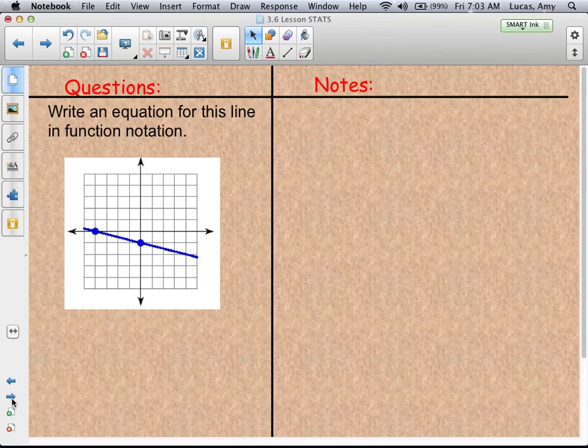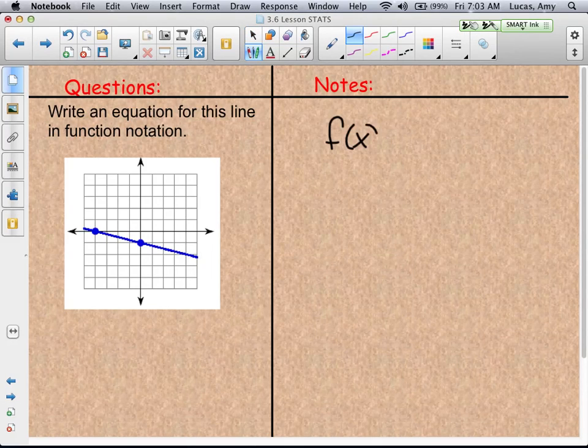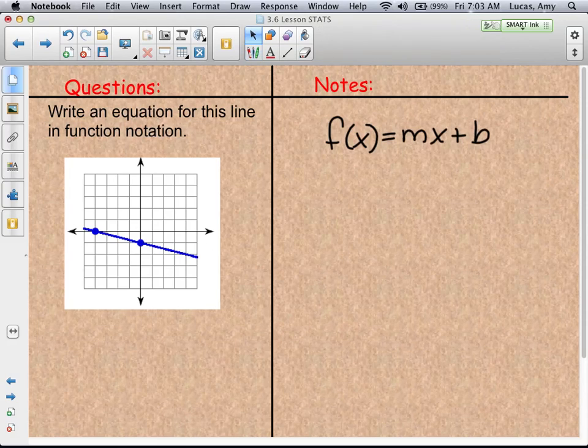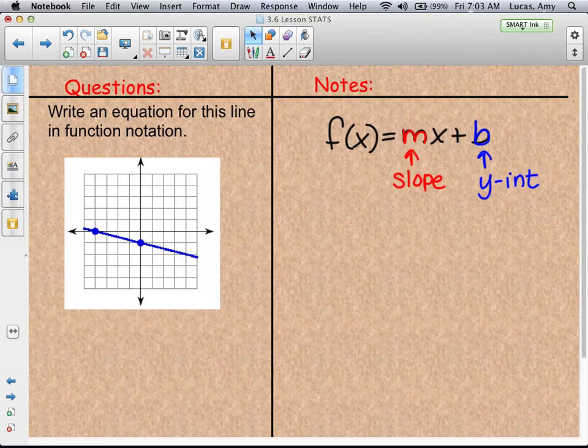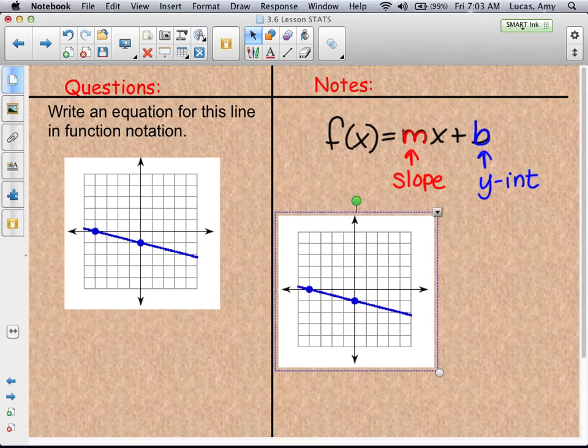Okay, so to write an equation for this line in function notation, I'm going to start with my function notation. And I'm going to remind you that the m is going to be the slope of our line, and that the b is going to be our y-intercept. So those are the two pieces of information that we need to get from the graph. So I'm going to clone my graph over here.